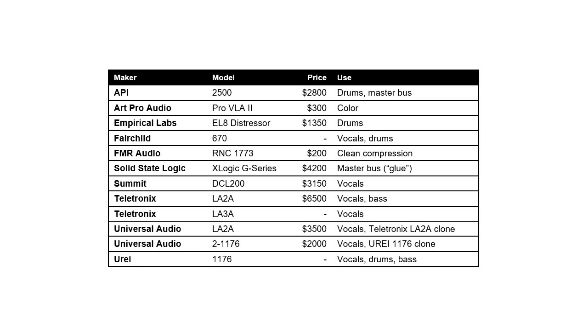Table 7 displays hardware compressors from API, Art Pro Audio, Empirical Labs, Fairchild, FMR Audio, Solid State Logic, Summit, Teletronics, Universal Audio, and Neurai. It has 4 columns: Maker, Model, Price, and Use, with prices ranging from $200 to $6,500.